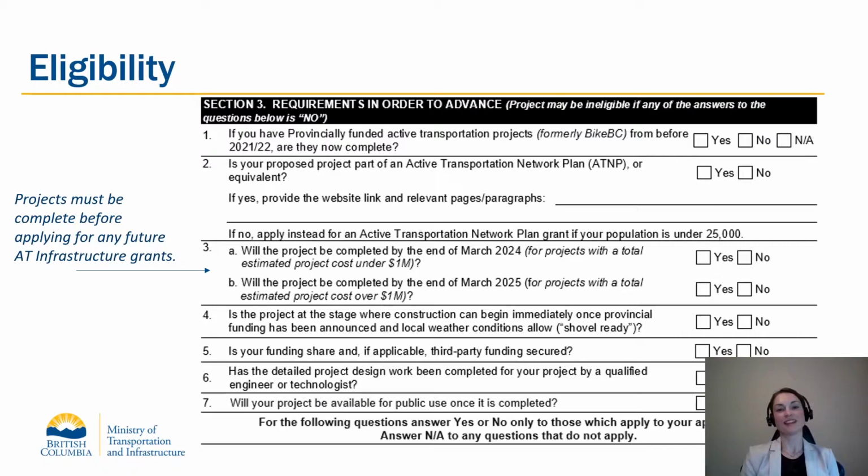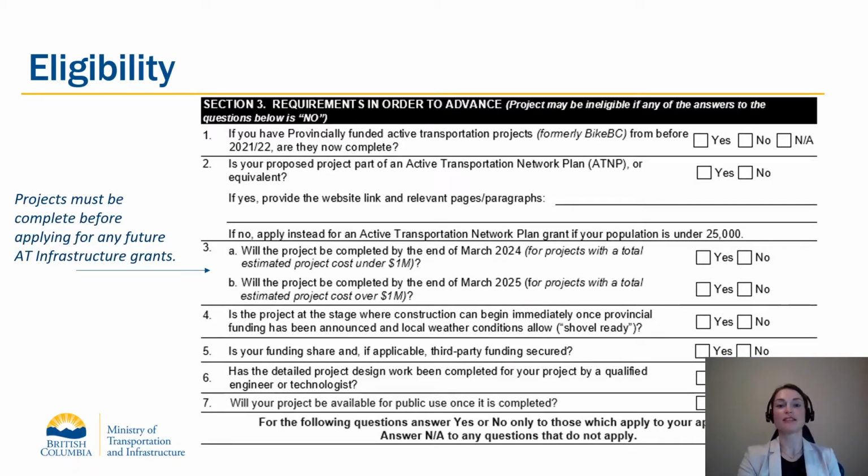The eligibility section will help determine if your project is eligible for consideration for this year's intake of the BCAT Infrastructure Grants Program. Communities may make up to 2 applications for separate projects in one intake period. If your community has received any previous funding through either Bike BC, the previous iteration of this program, or BC Active Transportation Grants Program, these projects must be complete before any new applications are made.